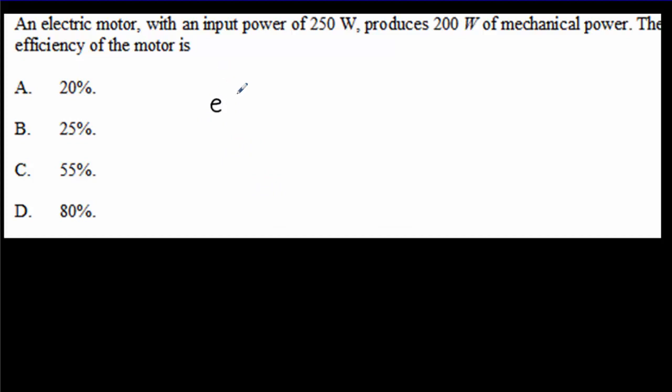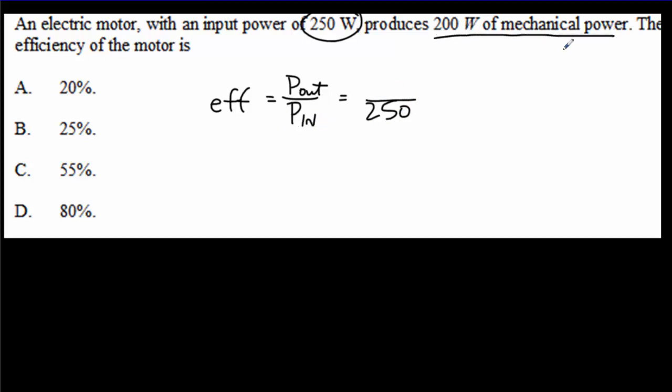So the efficiency of our motor here, it has an input power of 250 watts. So the input would go on the bottom, the output on the top. So we've got 250 watts as our input power, produces 200 watts of mechanical power. So that's the useful stuff, that's the good stuff that we want. And then 200 out of 250, that's 80%. So we've got 80% efficiency here.